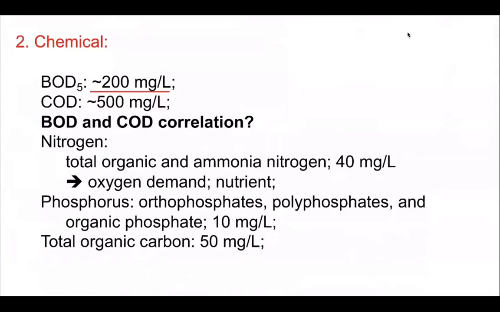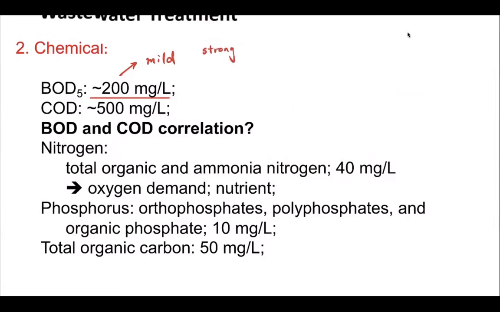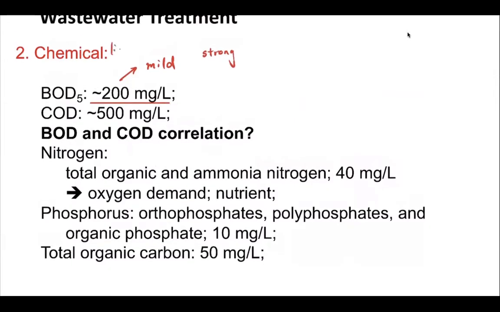If you further look at the table in the textbook, these numbers correspond to the mild condition of the wastewater. People can also have strongly polluted wastewater, right? Or lightly polluted wastewater. So this is just a mild condition, which is for a lot of time the general condition for the wastewater. All right.